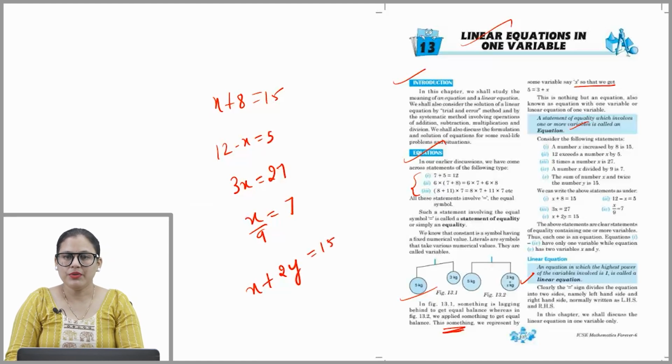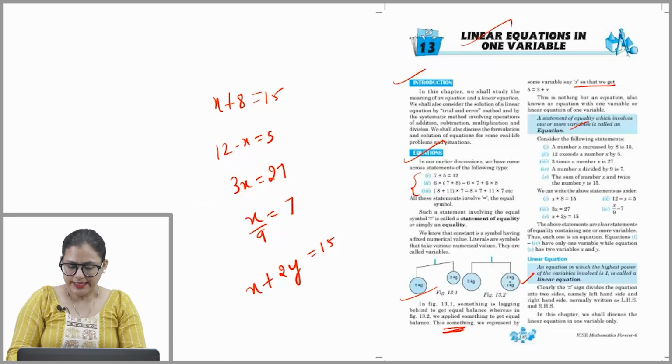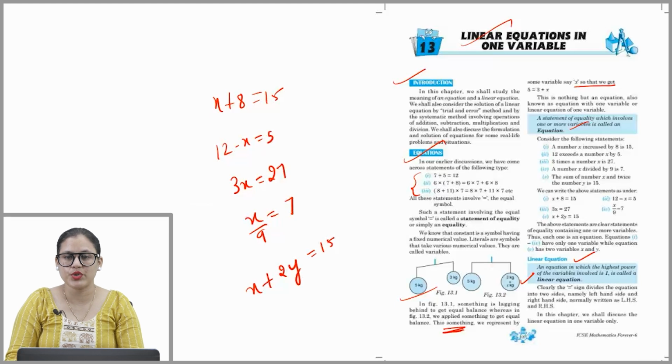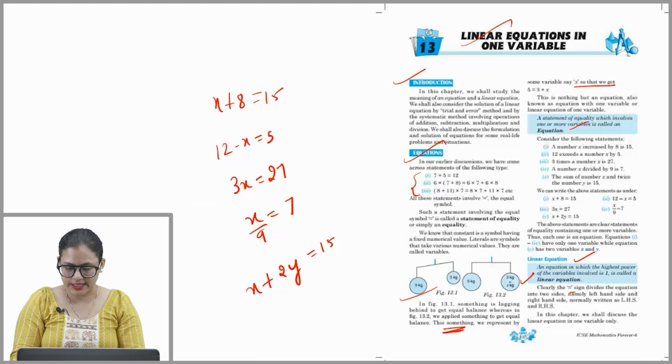The above statements are clear statements of equality containing one or more variables. Thus, each one is an equation. Equations 1 to 4 have only one variable, while equation 5 has two variables, x and y. Linear equation. An equation in which the highest power of the variables involved is 1 is called a linear equation. Clearly, the equal to sign divides the equation into two sides, namely left hand side and right hand side. LHS means left hand side, RHS means right hand side. In this chapter, we shall discuss the linear equation in one variable only.